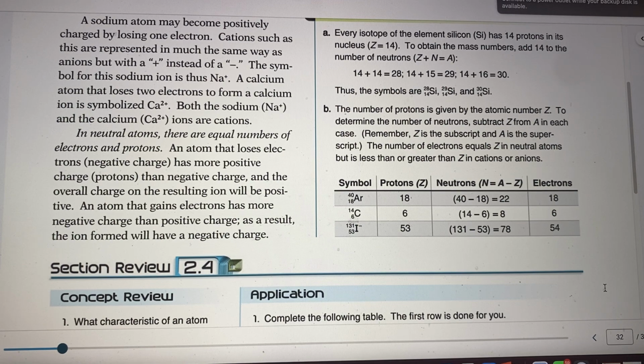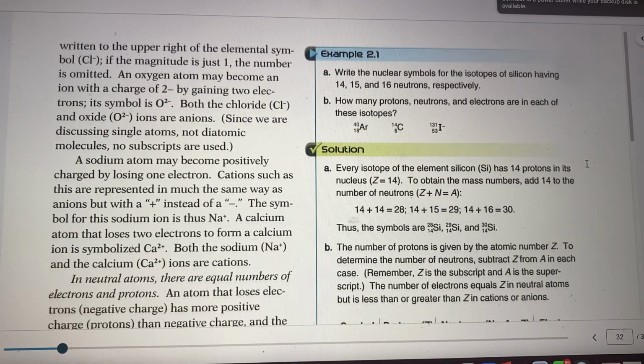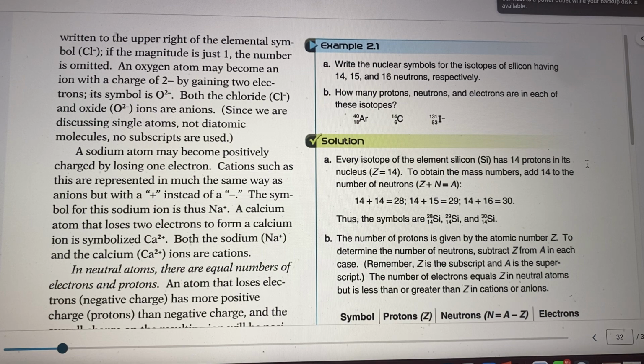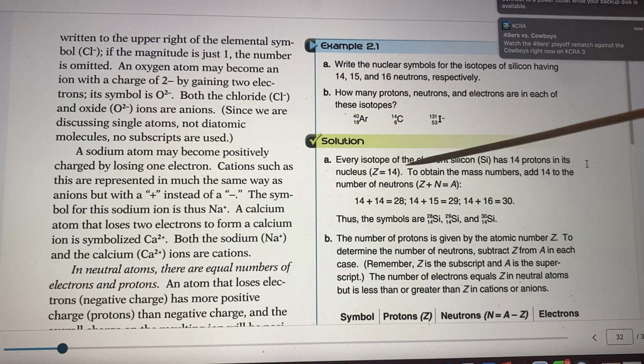So now they're going to give us an example here, some questions, and these shouldn't be too hard. Question 2.1 says, write the nuclear symbols for isotopes of silicon. Isotopes, remember, have a different number of neutrons, here 14, 15, and 16 respectively. Okay, let's look down here.